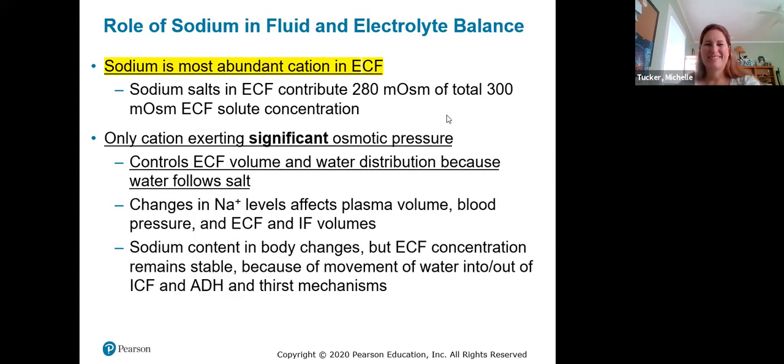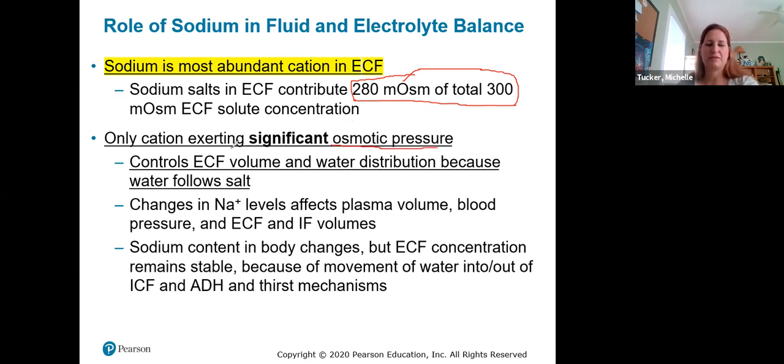As I've said a few times, sodium is the most abundant cation in the extracellular fluid. It contributes 280 milliosmoles of the 300 milliosmoles of extracellular solute. It is the only cation exerting significant osmotic pressure. And that's because it's got such a lion's share of the osmotic balance that it is going to be the one that controls osmotic pressure.